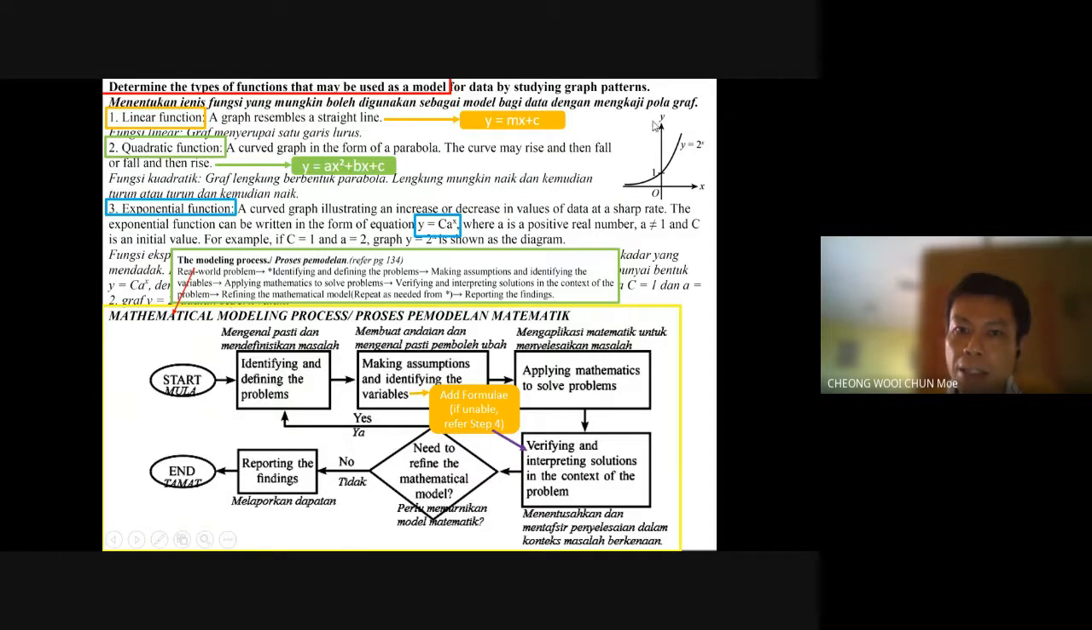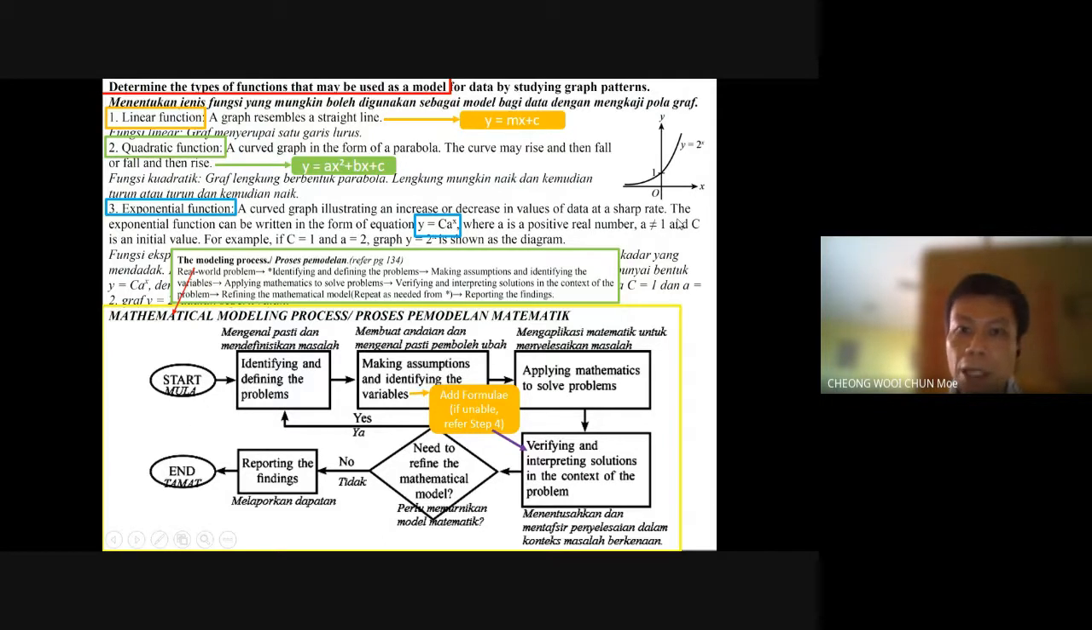For example, you can look at the graph over here. This is for the exponential function, for example y equal to 2 power x. Here, a not equal to 1, it means this a cannot be 1, so 2 and above. For example, if c equal to 1 and a equal to 2, you get y equal to 2 power x. You get the graph from the table given in the question, usually.